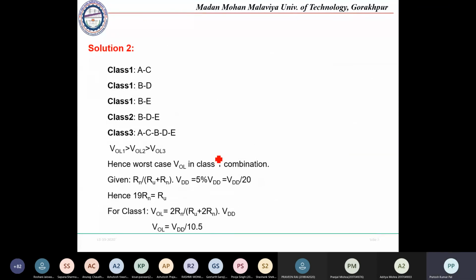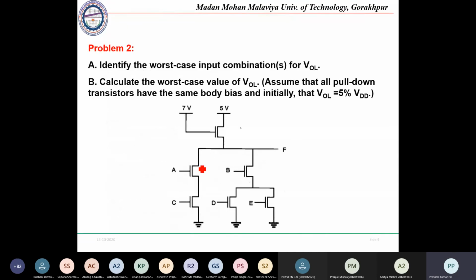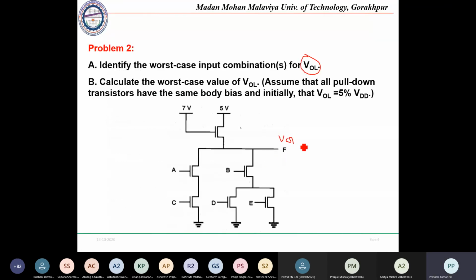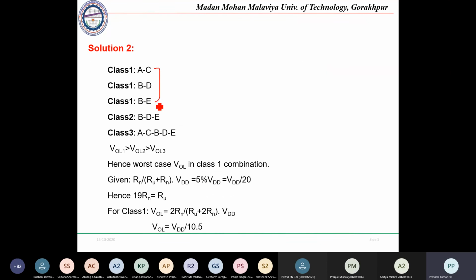Some further analysis: suppose this is the circuit. Here we are going to calculate the worst case VOL, so the worst case VOL value will be given here. Three cases are being derived. Case 1: VOL is obtained when A and C are on. Also if B and D are on, VOL will be obtained. If B and E are on, VOL will also be obtained. But in all three cases, two transistors will be connected in series. So this is considered to be the first case, the first class.